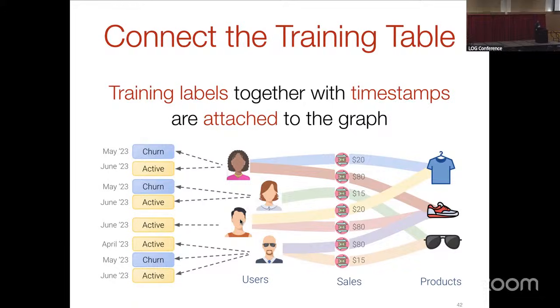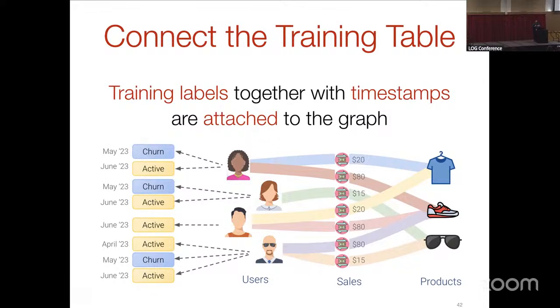But for that particular user, we only have one record. We know that this user is active in June 23, and we don't have any other records about this particular user. Or for this one, we have more than one. We know that the user is active in April, inactive in May, and then again becomes active in June. So you can see that the label can change over time.